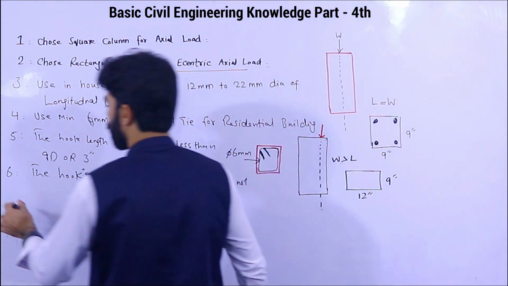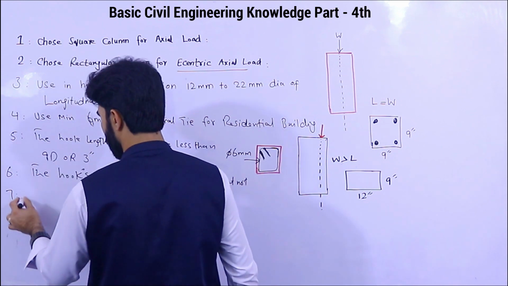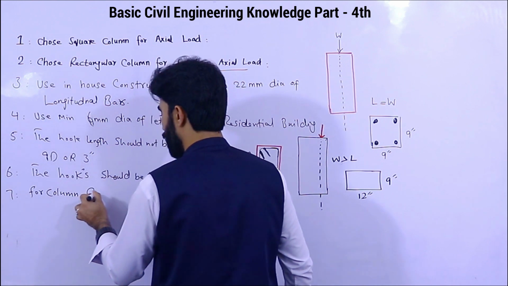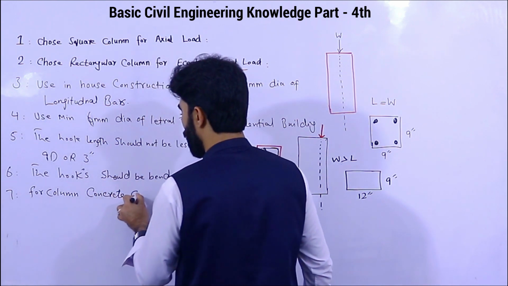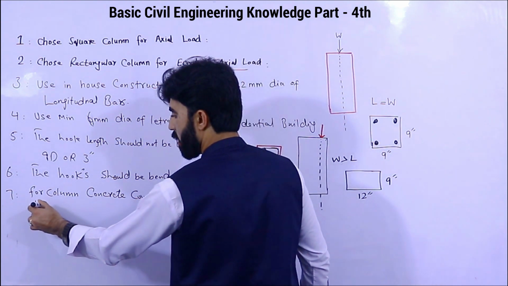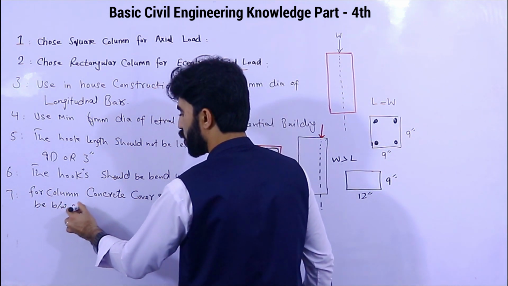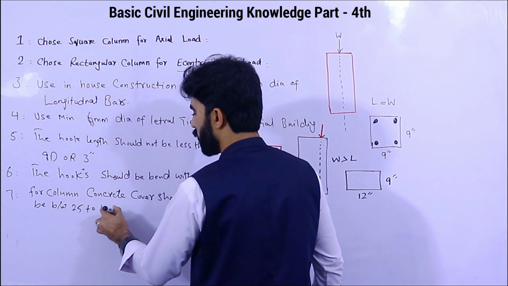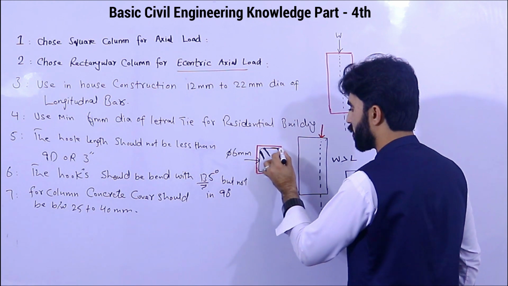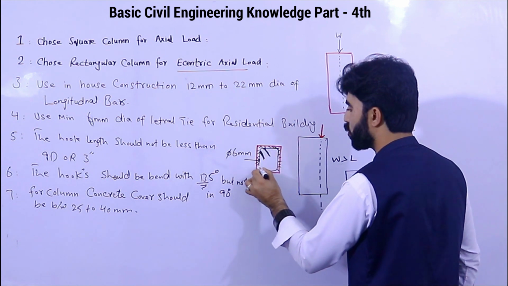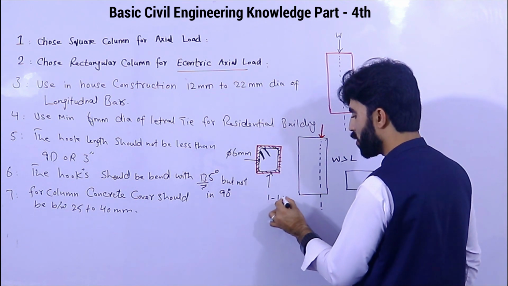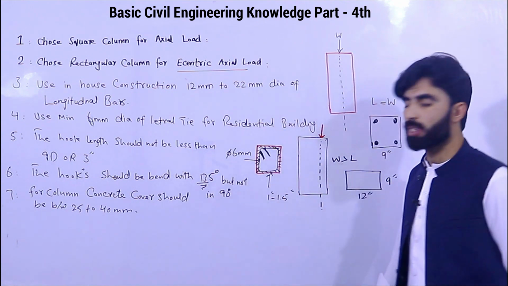Now guys, the rule number 7 is, for column, concrete cover should be between 25 to 40 mm. Guys, you can see this is the concrete cover. So it should be between 25 to 40 mm, meaning 1 inch to 1.5 inch. This is the other point.